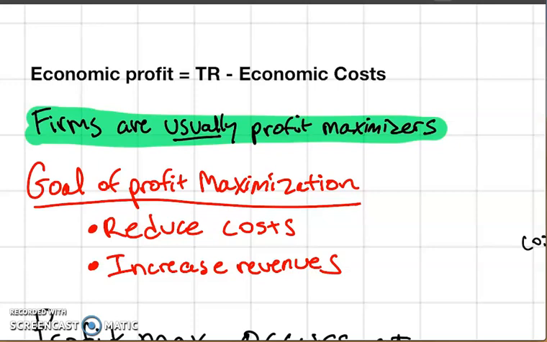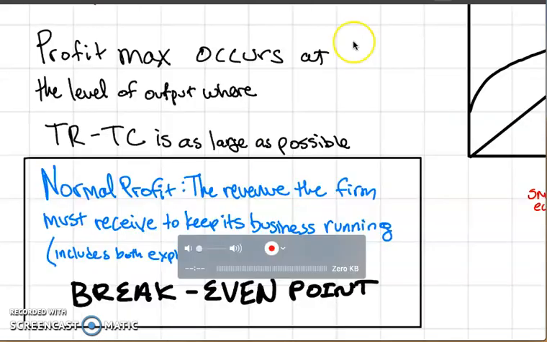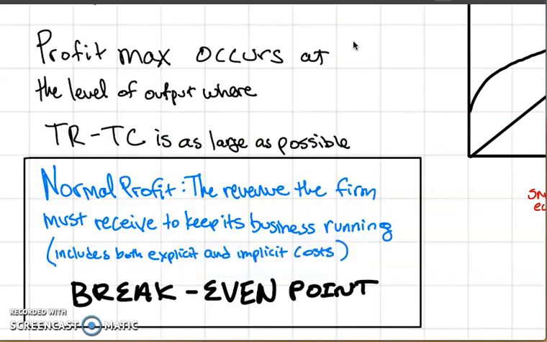So in profit maximization, if I'm going to earn as much additional money as I can beyond the cost of production, I need to reduce my costs. I need to be efficient in my production. I need those low average costs. I also need to increase my revenues. I need to sell more and more output, preferably at high prices. So definitionally and via equation, our profit maximization occurs at the level of output. Remember, output is on a horizontal axis. The level of output where my total revenue minus my total cost is as large as it can possibly be.